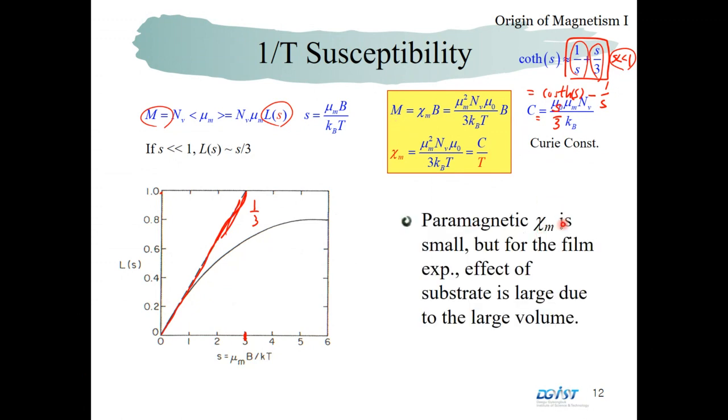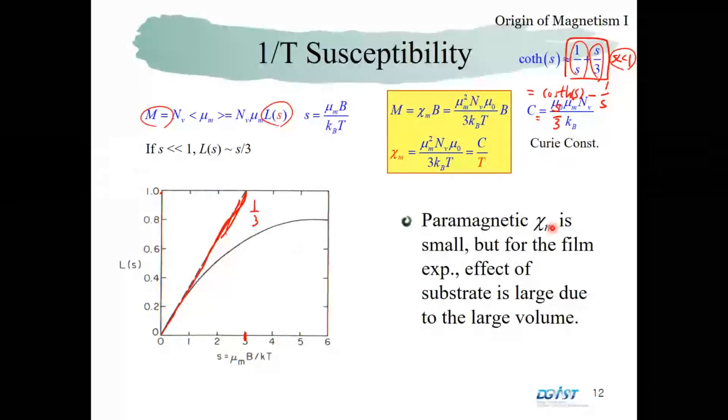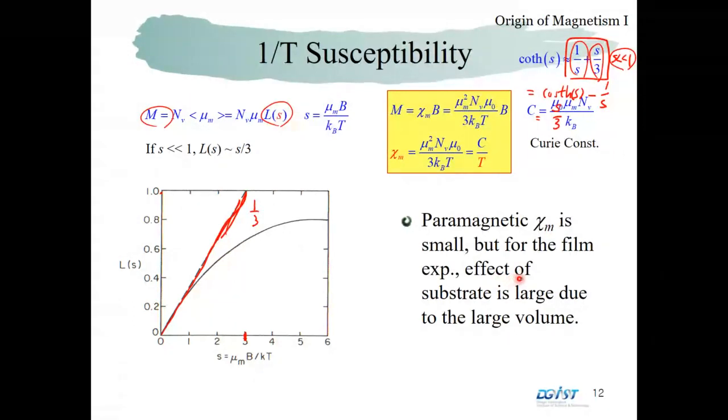So this paramagnetic susceptibility is generally very small, around 10 to the minus 5. So it's usually negligible in many cases. But in a real experiment, if we make some films on a substrate, the contribution is not ignorable because of the large volume compared to the magnetic materials. But that part is not so important for the students. This is important for the researchers. So let's forget about this comment.